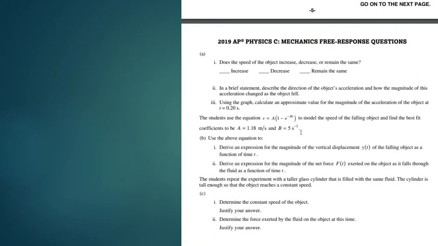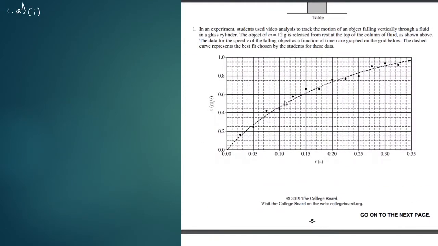So question number 1A, part 1, says, does the speed of the object increase or decrease, or does it remain the same? Alright, so on the side over here, I'll just write question 1A, and then part I. Okay, so does the speed of the object increase, decrease, or remain the same? Well, if you look at the velocity time graph that we're given, well, speed is just the magnitude of velocity, right? And so what we see is that when you look on the curve of best fit, that magnitude of velocity, or the value of velocity, is increasing as we move forward and forward in time.